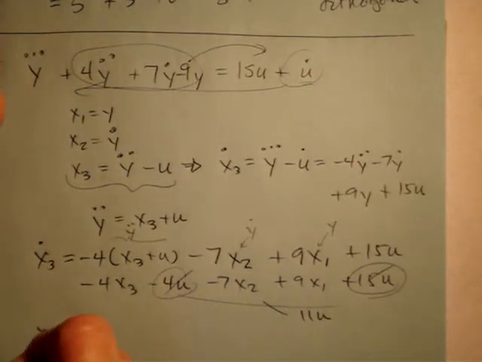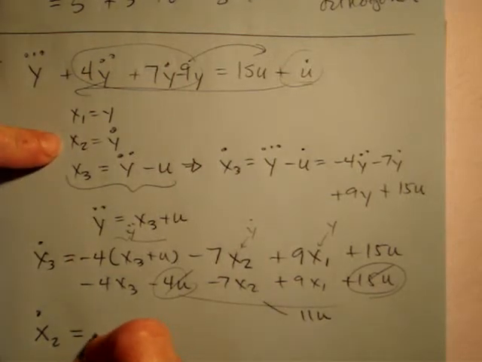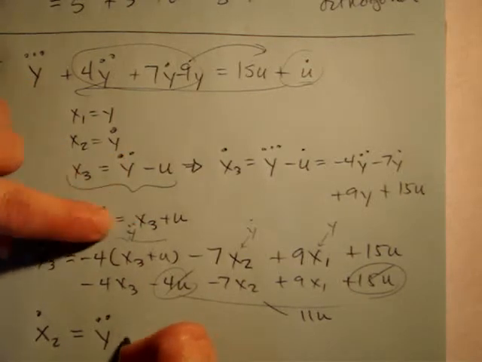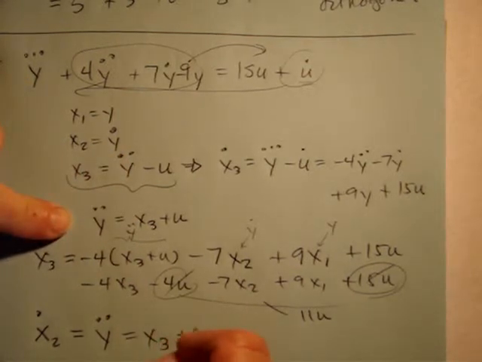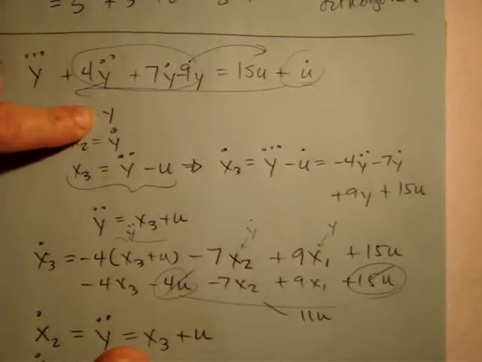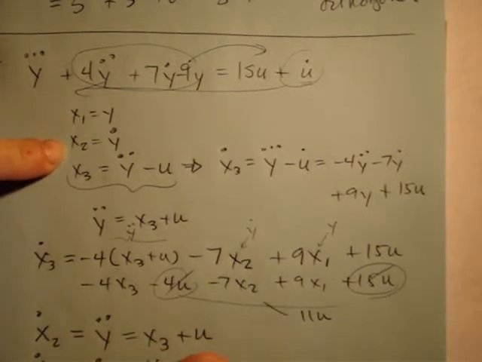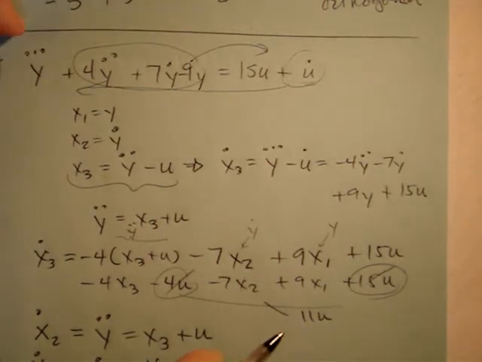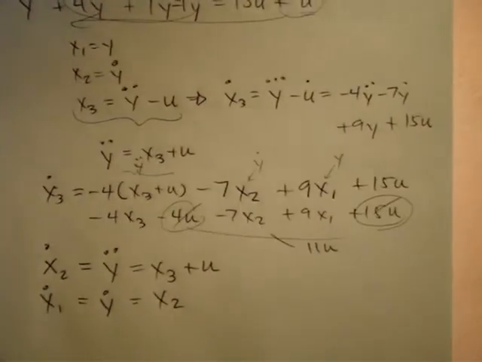Our x2 dot equation is what? x2 dot is y double dot, and we solved for that up here. y double dot is x3 plus u, and then x1 dot is y dot, which is x2. So we've got our states defined nicely, and then our output equation is just our first state defining equation. y is x1, so we can write our A, B, C, D matrices.